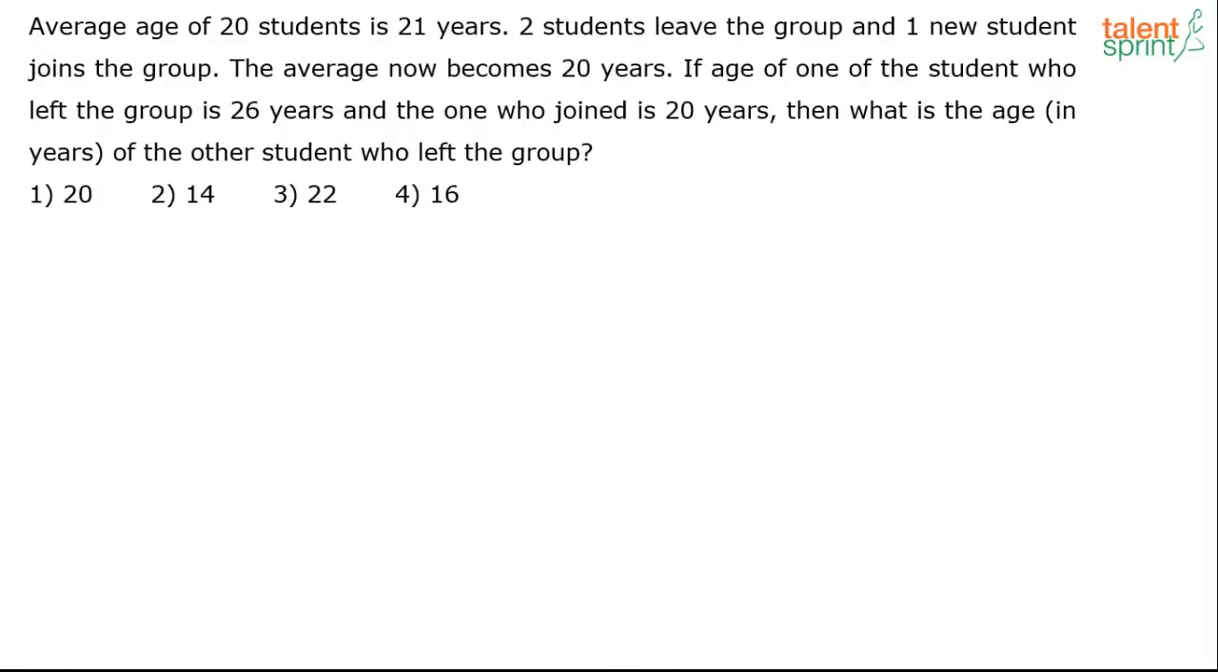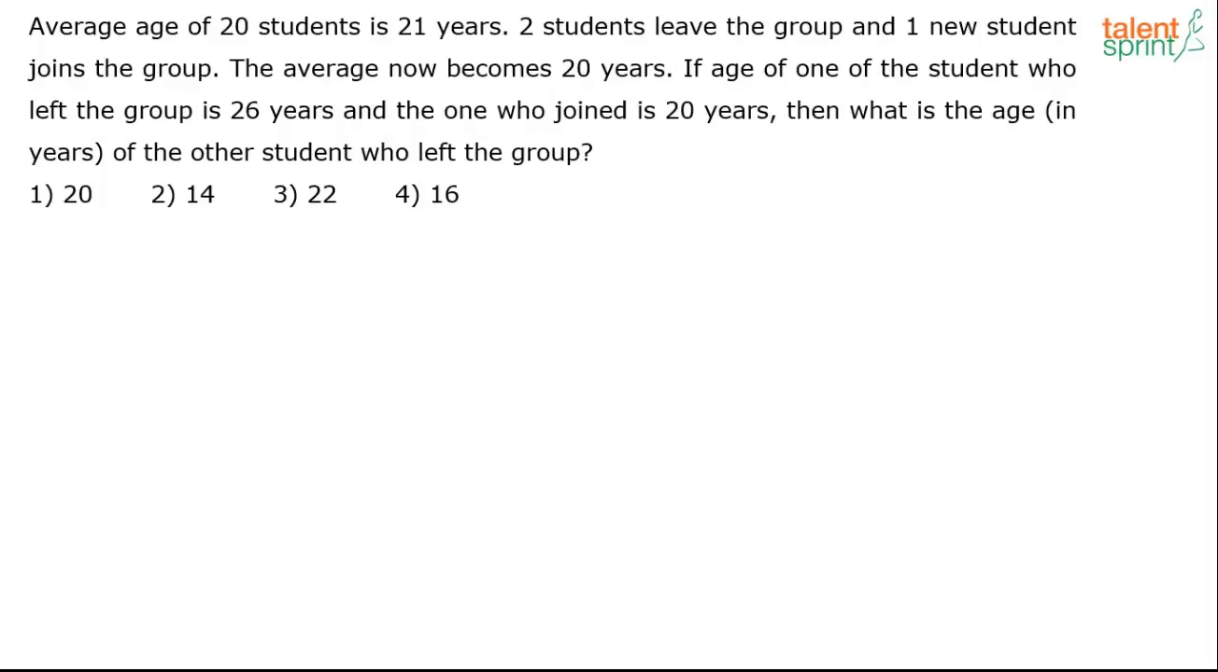Should we go for the next one now? I hope this is clear to all of you. Yeah, so let's take the next question. The next one is from averages, where he's talking about a group of 20 students whose average age is 21 years. 2 students leave this group, 1 student joins the group. There's some changes that happen in the average. The age of the person who joined and the age of one of the persons who left is given. We have to find out the age of the other person. Let's look at the question directly. So here's the next one.